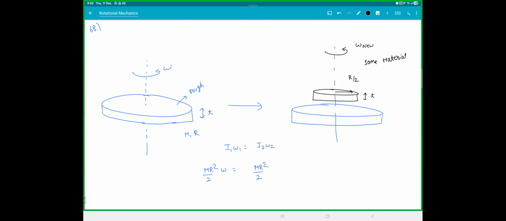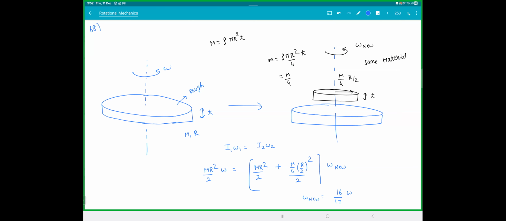If the radius is R by 2, mass becomes M by 4. Right? Because what is mass? Density, pi R square into thickness. So this will be rho pi R square by 4 into thickness. So mass is actually M by 4. So this will be MR square by 2 for the big disk, M by 4, R by 2 whole square by 2 for the small disk, into omega. You get omega new will be 16 by 17 omega.